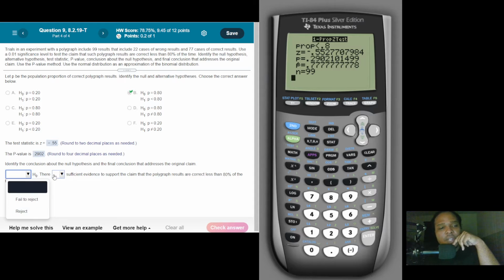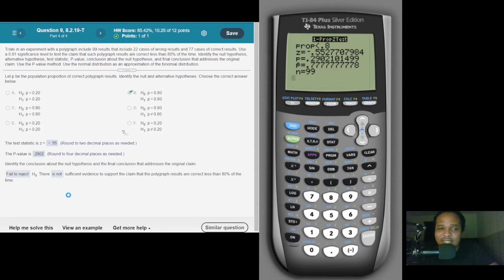Our p-value is 0.29. Significance level is 0.01. It's greater than, so we're going to fail to reject. There is not. Fantastic.